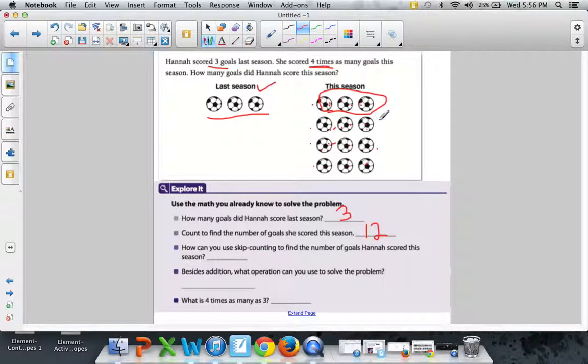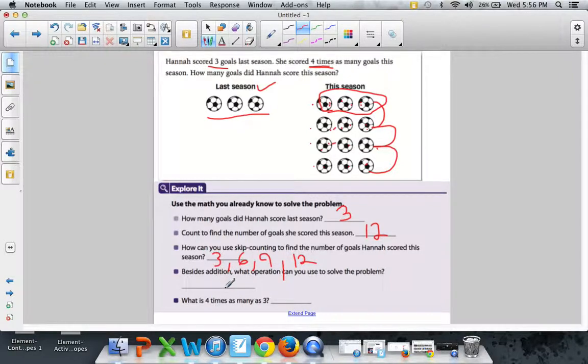You can go 3, 6, 9, 12. Skip counting is like when you count by certain numbers. In this case, we're counting by 3s. 3, 6, 9, 12. Sorry for my ugly commas.